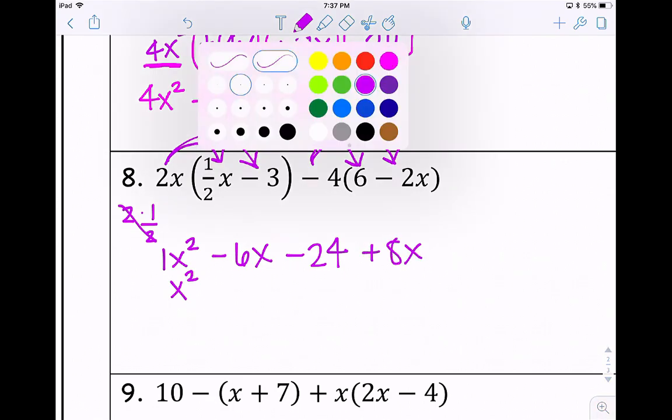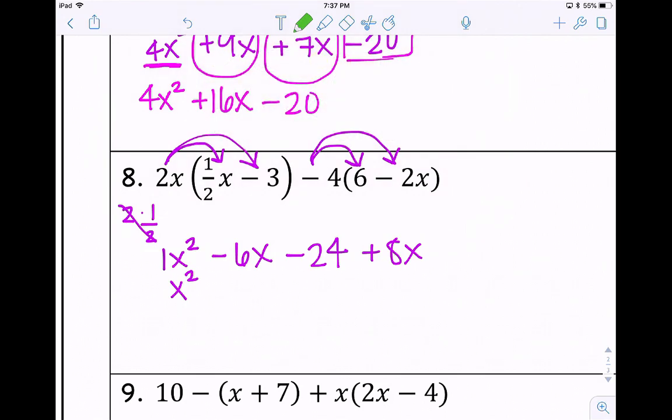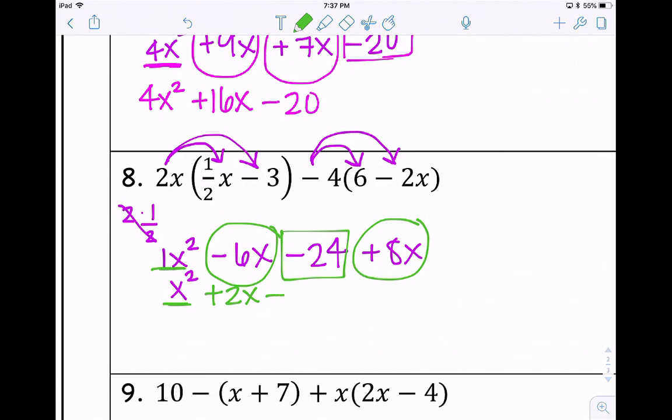So now, just like last week, we're looking at what can we combine. So we have an x squared here by itself right there. Nothing else to combine, so we're just going to leave that. But then we have a negative 6x and a positive 8x. We can put those together. So negative 6 plus 8 is plus 2x. And then we have this constant of negative 24 by itself, so we're just going to leave that as minus 24. So our final simplified expression would be x squared plus 2x minus 24.